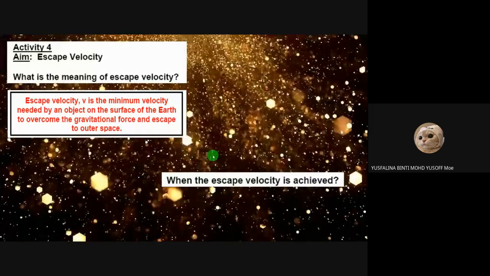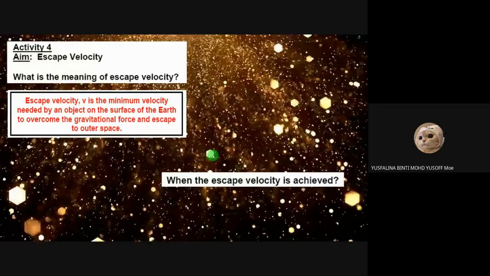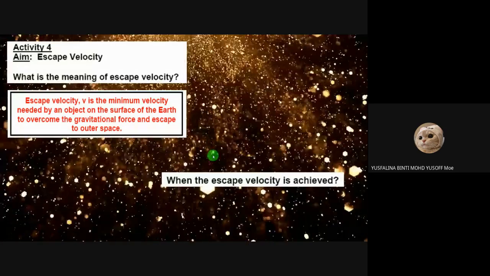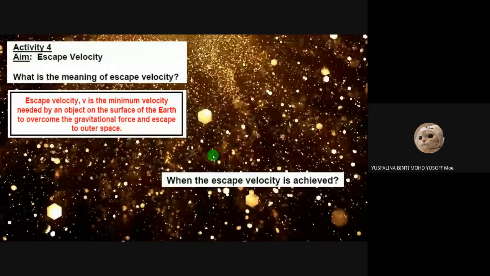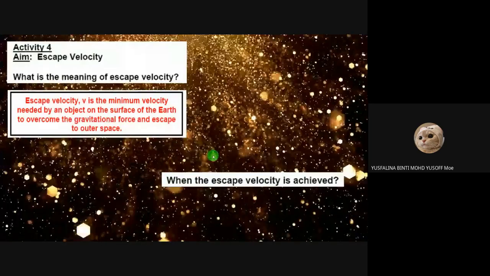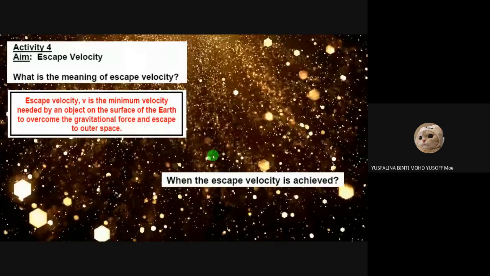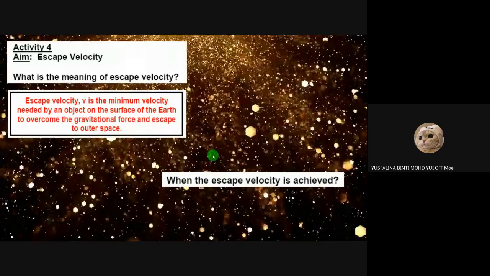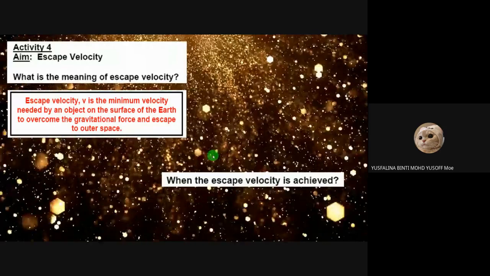Okay, so if you want to launch a rocket, you need to know the minimum velocity it requires so it can be launched to outer space. If it is less, the rocket will come back to the earth. Okay, so that's the escape velocity.